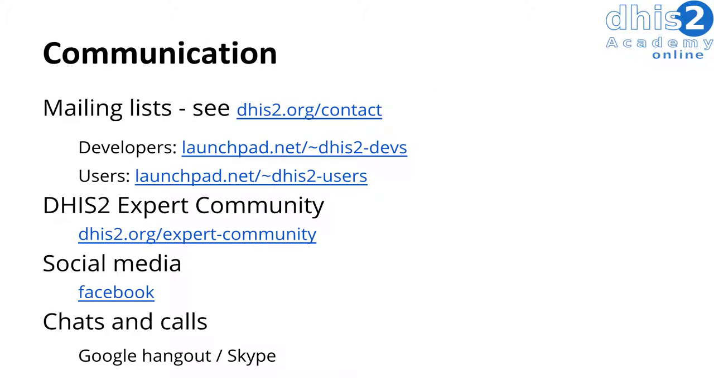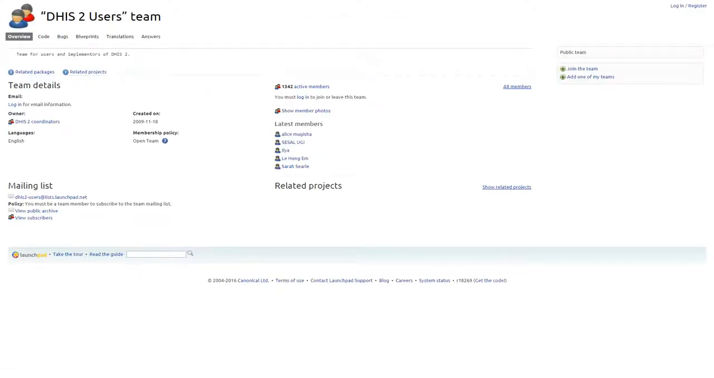There are also various mechanisms that can be used to communicate regarding various issues within DHIS2. DHIS2 has its own set of mailing lists that can be used to discuss certain issues. It's always a good idea to sign up to this mailing list to understand some of the issues that are occurring in real implementations, and also to ask questions about your own implementations as well. We can do this by accessing the Launchpad page and joining the team.